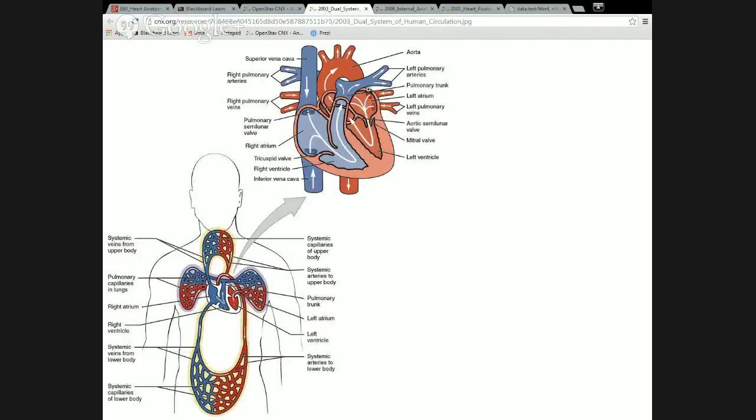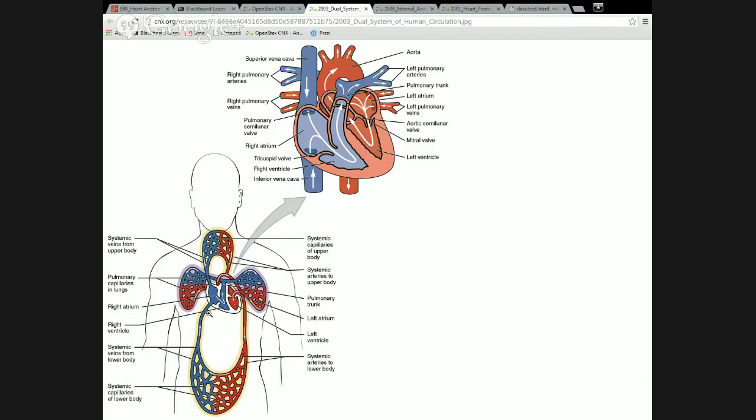I kind of went past this picture a little bit, or I didn't come back to it. This sort of summarizes the direction that blood's moving through everything. So you can follow the arrows through the right side, which is all colored blue for deoxygenated blood, and then the left side, which is all colored red for the oxygenated blood. And you can see how everything moves through.